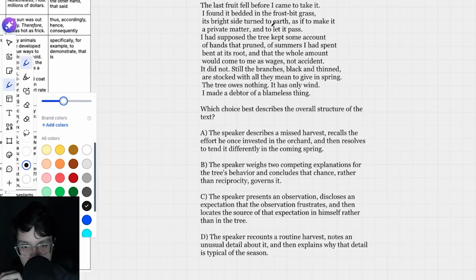"Its bright side turned to earth as if to make it a private matter and to let it pass." So bright side turned to earth means basically the shiny part of it would be on the ground, so you can't see the shiny part. It's almost like it's trying to hide itself, I guess. "I had supposed the tree kept some account of hands that pruned, of summers I had spent bent on its root, and that the whole amount would not come to me as wages, not accident."